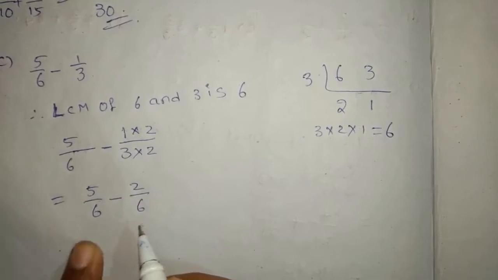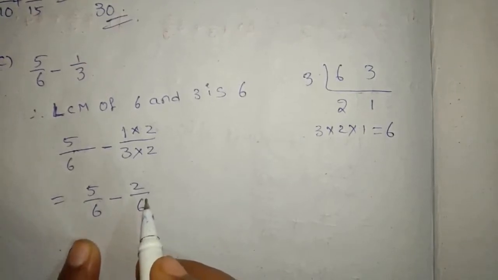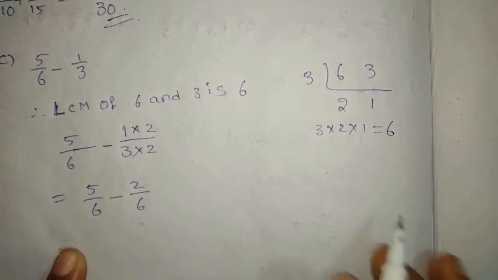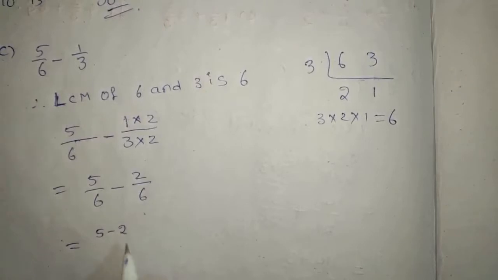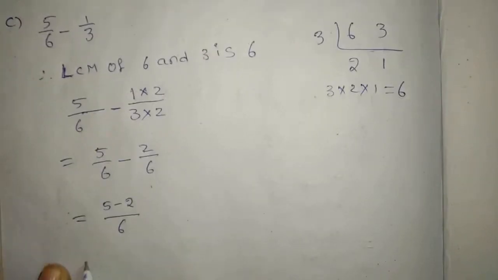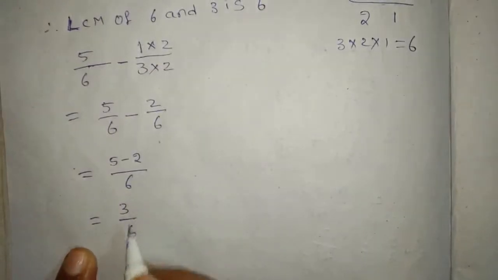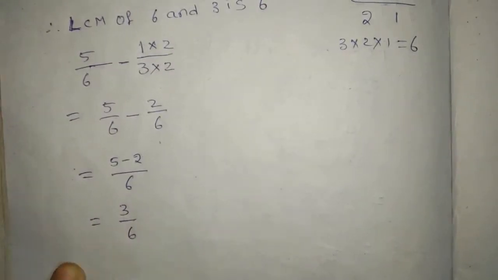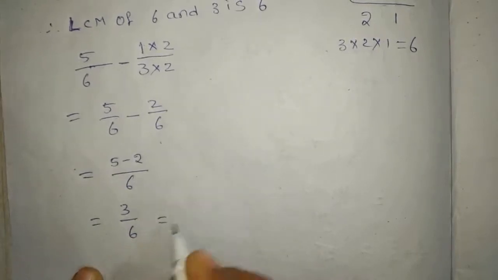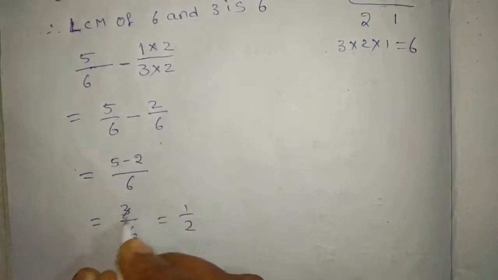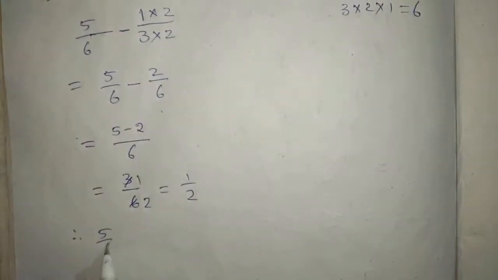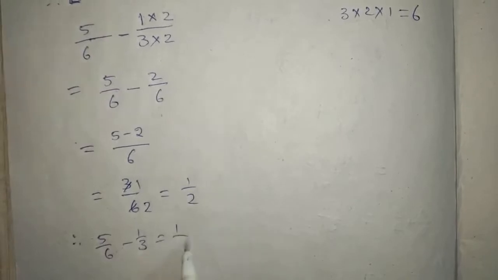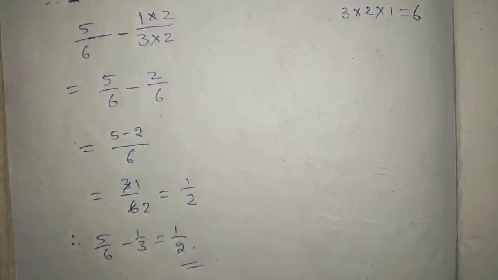Here the denominators are equal. So simply we subtract the numerators by keeping the same denominator. That is 5 minus 2 by 6. 5 minus 2 is 3 by 6. Here 3 by 6 in simplest form is 1 by 2. 3 1s are 3, 3 2s are 6. Therefore 5 by 6 minus 1 by 3 is equal to 1 by 2.